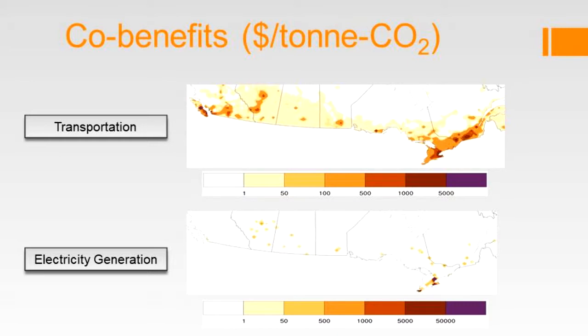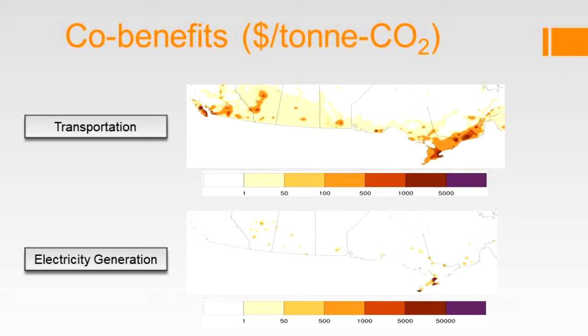And if you look at some of the examples of this, I'm showing transportation co-benefits in dollars per ton of CO2 emitted from transportation, and electricity generation from fossil fuels, and that includes both natural gas and coal. And by the way, these are simulations from 2007, so a lot of coal-fired power plants that are not in service anymore were still there.